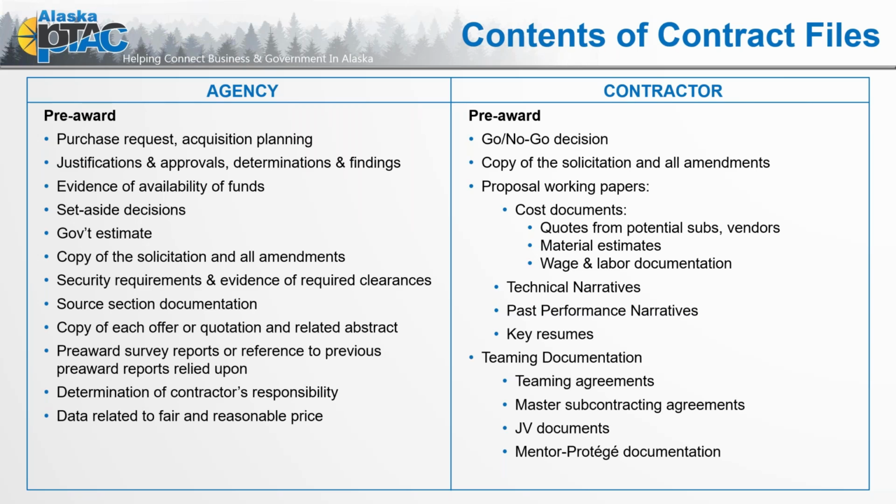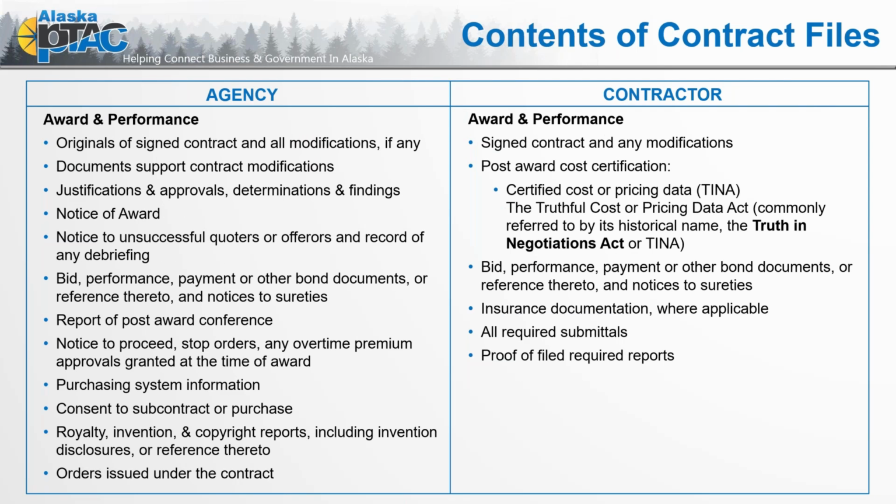We can see the list down there. So again, award and performance from the agency side, we're talking about signed contracts, mods, if any, documents supporting contract modification, justifications, approval, notice of award, any notices, stop work, the determination, the notice of intent to award an option year. All of that communication from agency to contractor should be in that contract file. And of course, the same should be said for the contractor. So I'm not going to read the agency list. It's there for you to look at after the fact.